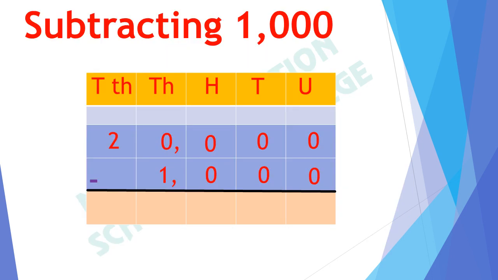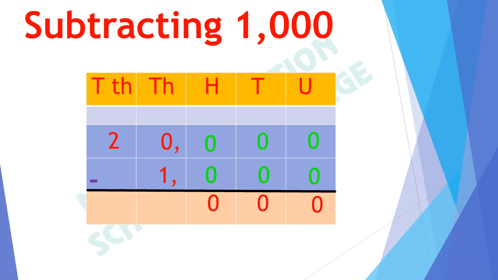We have to subtract 1000 from 20,000. First of all, we will move towards the units. We have to subtract 0 units from 0 units, and here we will get 0. Then we move towards the tens. We have to subtract 0 tens from 0 tens, and here we will get 0. Then we move towards the hundreds. We have to subtract 0 hundreds from 0 hundreds. If we subtract 0 from 0, we get 0. Then we move towards the thousands.